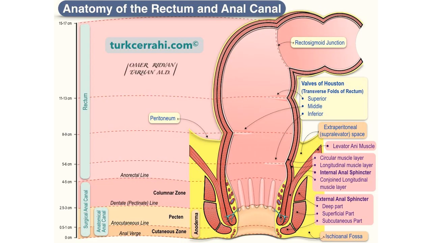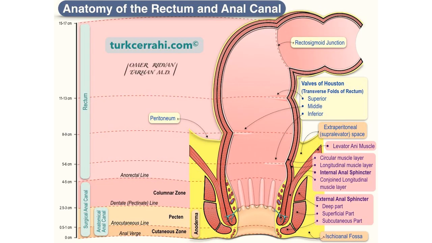So, the circular muscle layer, the longitudinal muscle layer, and then the internal anal sphincter, the conjoint longitudinal muscle layer, and after that the external anal sphincter, with deep, superficial and subcutaneous parts. Also, on the left side of the screen you can see the dentate line or pectinate line. This is very important, you are supposed to memorize this. And the anal verge and the anal canal.